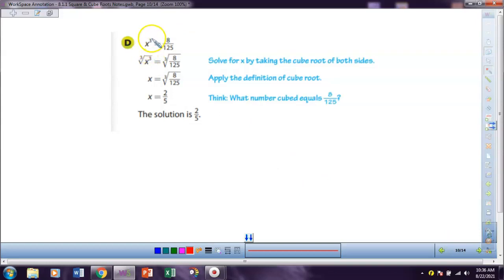If I have x cubed is 8 over 125, we're going to find the cube root of each. And remember that the cube root of 8 over 125 is the same thing as the cube root of 8 over the cube root of 125. So the cube root of 8 is 2. And the cube root of 125 is 5, and so the solution is 2/5.